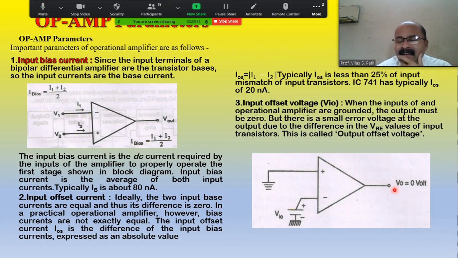Means that when both the terminals are grounded, we are not getting V0 zero, but we are getting some output offset voltage. Then select one terminal, generally the inverting input terminal. Apply the external battery. Slowly increase its voltage. If the output offset voltage V0 is increasing, then reverse the battery terminal polarity and slowly increase the voltage such that the output offset voltage becomes zero.